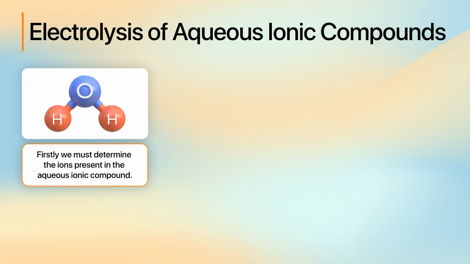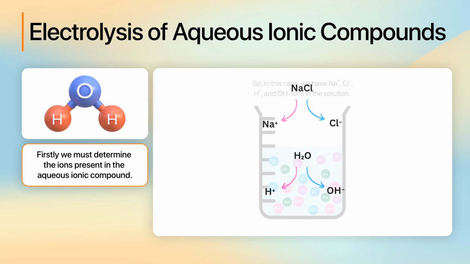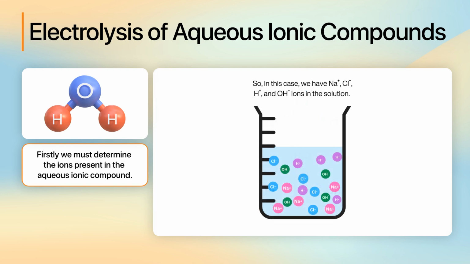When an ionic compound is dissolved in water, it splits into its constituent ions. For instance, if we have sodium chloride in water, it dissociates into sodium ions and chloride ions. However, those are not the only ions present, as we need to consider water molecules. Water molecules can dissociate to form hydrogen ions and hydroxide ions. So, in this case, we have sodium ions, chloride ions, hydrogen ions, and hydroxide ions in the solution.